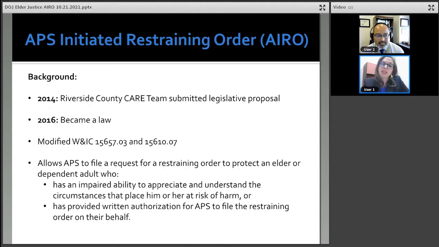But essentially, it allowed us to file a restraining order to protect an elder or dependent adult who lacks the ability to protect themselves. They have an impaired ability to appreciate and understand the circumstances that place him or her at risk. The other part of the statute also allows us to file a restraining order on behalf of an individual who maybe doesn't lack capacity, but for whatever reason, they're fearful or they don't feel like they can file on their own, and they've given us written authorization to file on their behalf. So those are the 2 areas that we are allowed to file on.